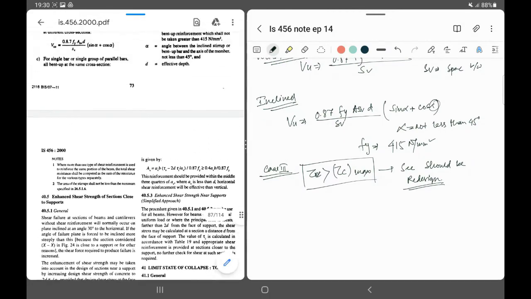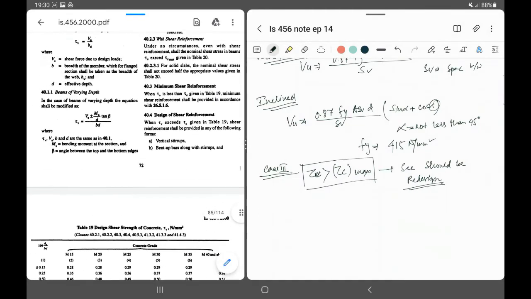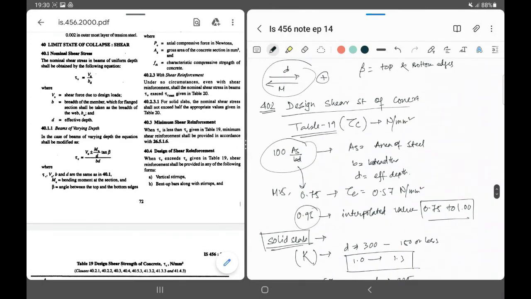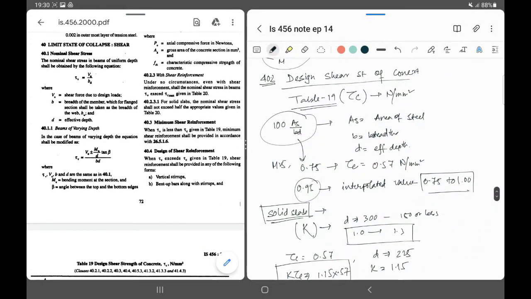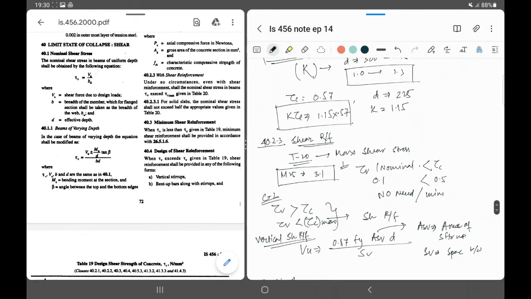So this is all about the shear provision in limit state method. Here I discussed the formulas, how to use all the formulas, how to refer to tables 19 and 20. I hope that will be very clear for you.